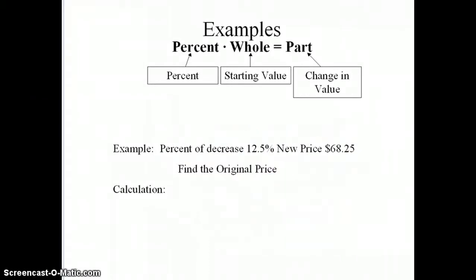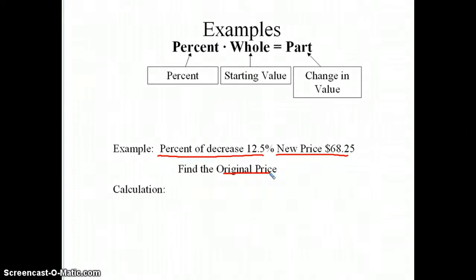The next example is a little bit different. I have a percent of decrease this time. I actually know my percent. I have my new price of $68.25. I need to find the original price. Since this is a percent of decrease, that means that this is a discount. So my original price is going to be higher than my new price.